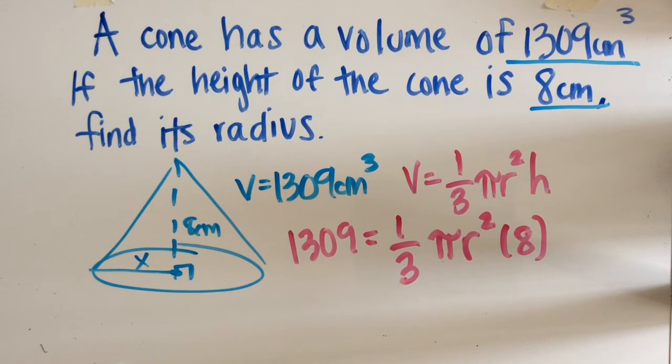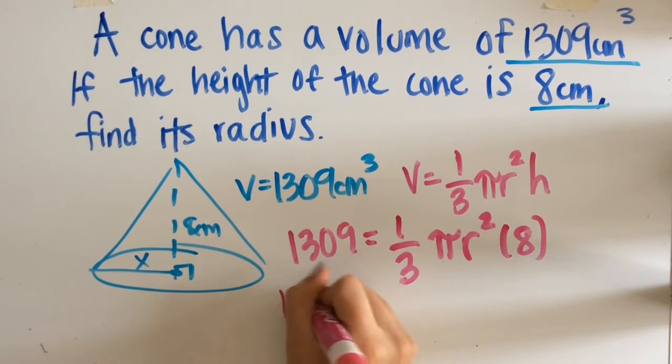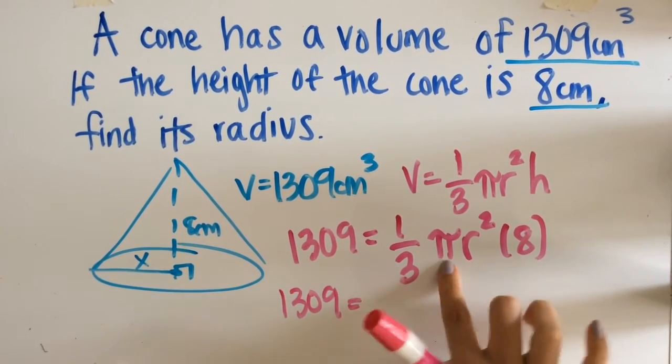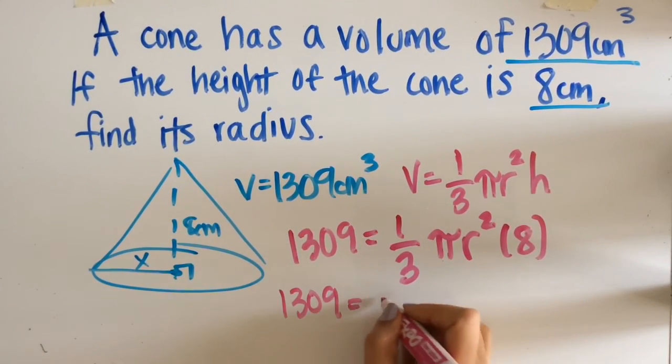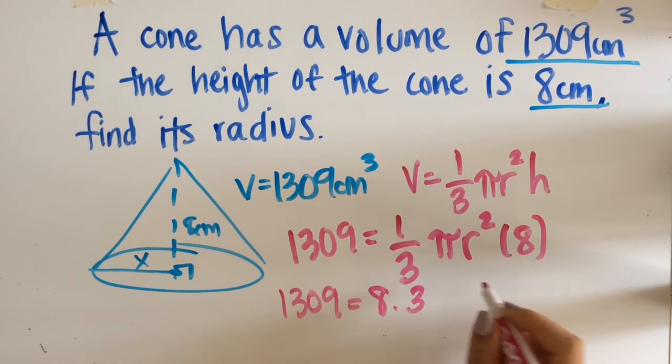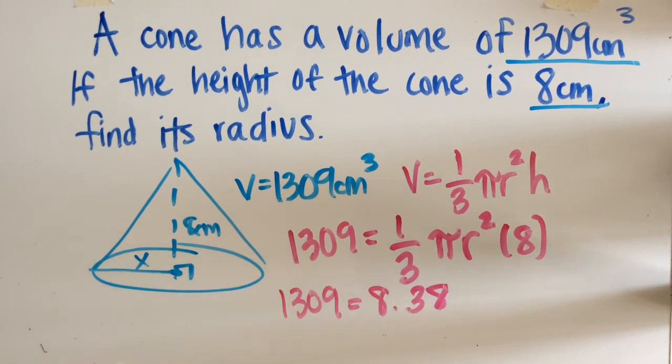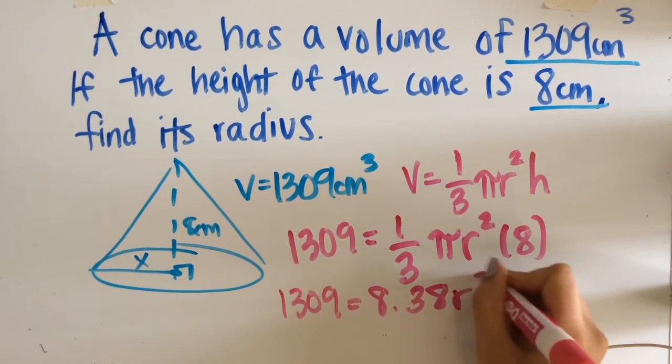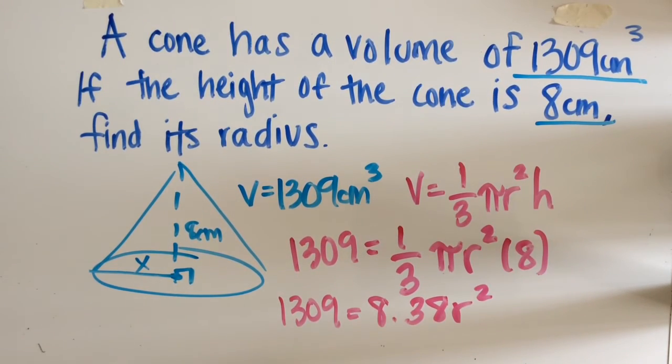So what I'm going to do is multiply all of this together. So 1309 is equal to 1/3 times pi times 8. That gives me 8.38, if I rounded, times r squared. So now I have practically all of this, but I still want to leave r alone. So I want to find that radius, so I want to leave that variable alone. So that means I want to move everything to the other side of the equal sign.